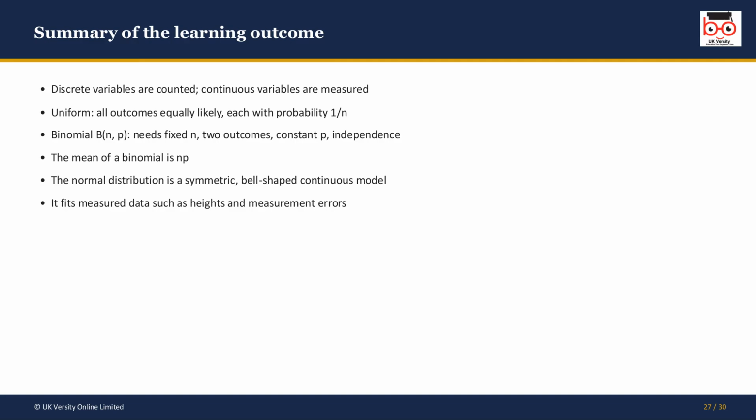So let's draw the outcome together. Discrete variables are counted, continuous ones are measured. The uniform distribution makes every outcome equally likely, each with a probability of 1 over n. The binomial, B(n, p), needs a fixed n, two outcomes, a constant p and independence, and its mean is np. And the normal distribution is a symmetric, bell-shaped, continuous model, fitting measured data such as heights and measurement errors.